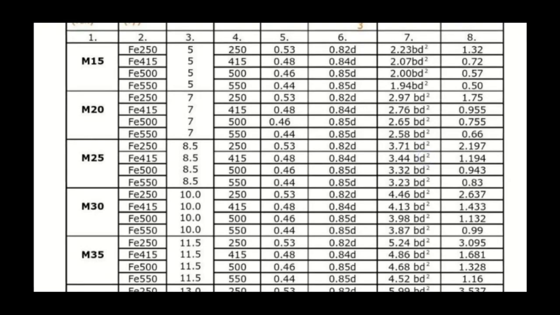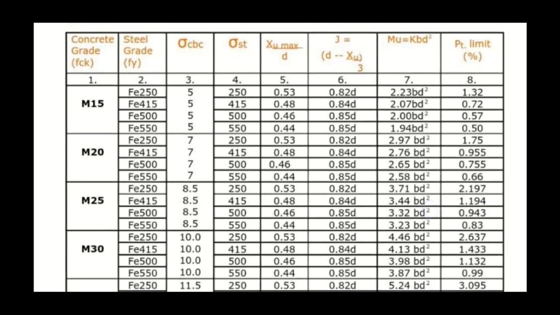So suppose for M25 concrete and Fe 500 steel, the value of K or Ru is 3.32. So if you have the table and if you remember some of the values, that will help you in calculation. Otherwise you can also use the formula directly from Annex G, IS 456 2000. In all previous lectures I have used the formula directly from Annex G, but in this case I have used this table to make you understand the shortcut way.